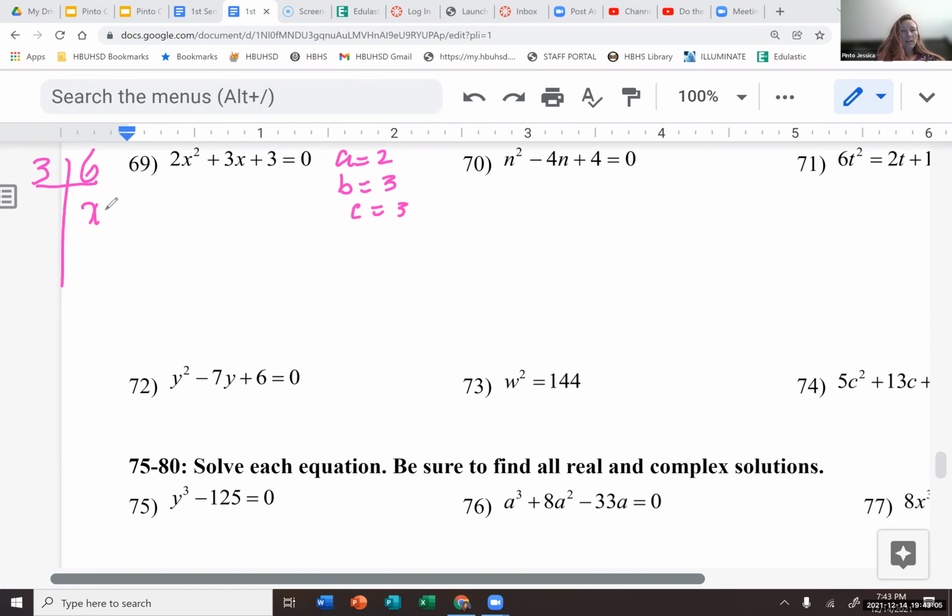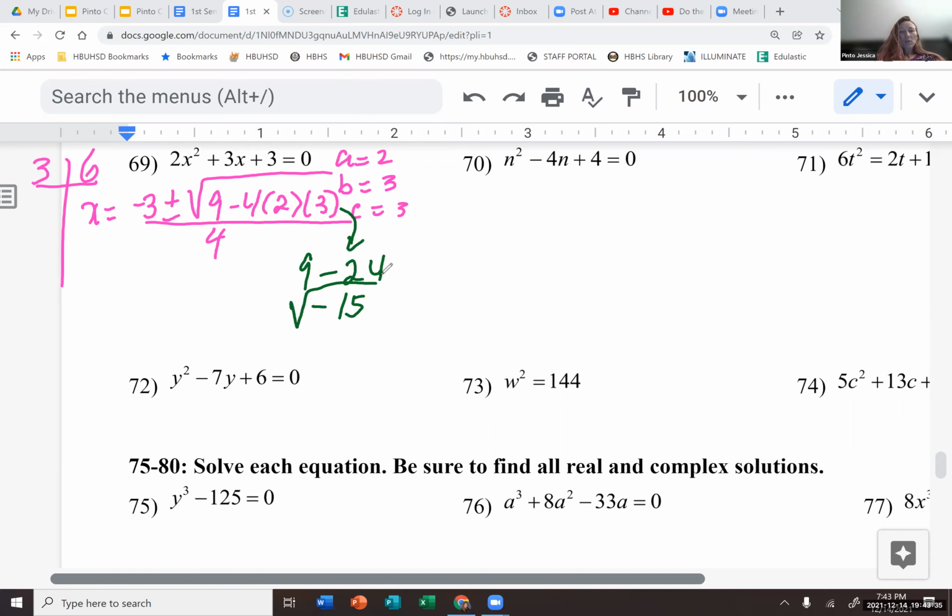So that's going to be x is equal to negative 3 plus or minus the square root of 3 squared, which is 9, minus 4 times A times C, all divided by 2A, so 4. So then in the radical, that's going to be 9 minus 4 times 2 is 8. 8 times 3 is, nope, 24. That's negative 15. So all that comes out from negative 15 is i. So I write this as x is equal to negative 3 plus or minus i rad 15, all divided by 4.